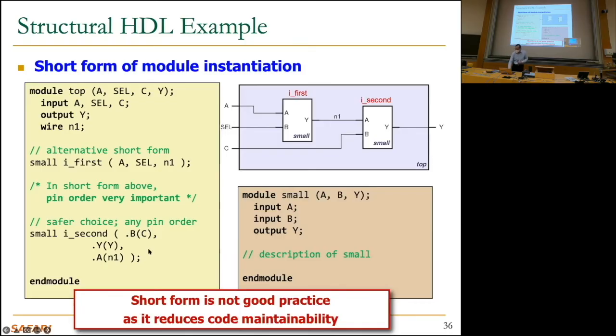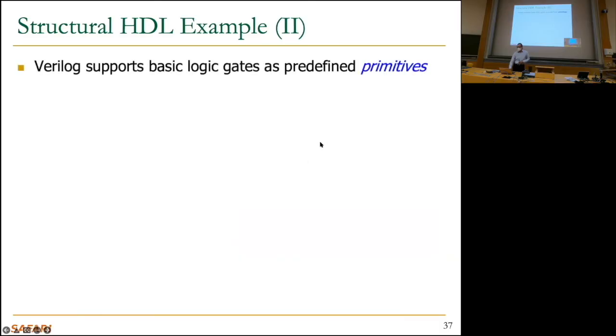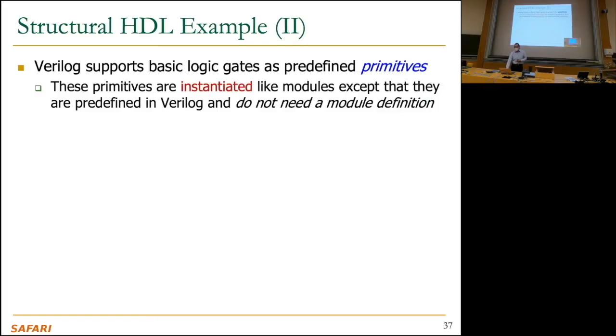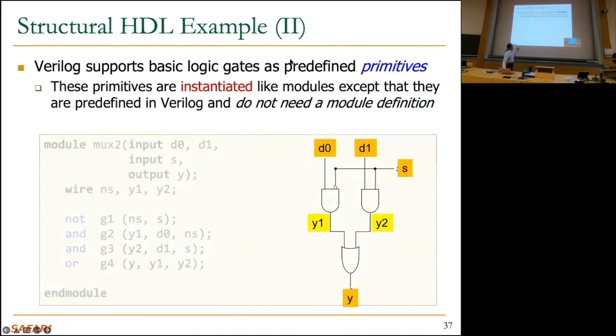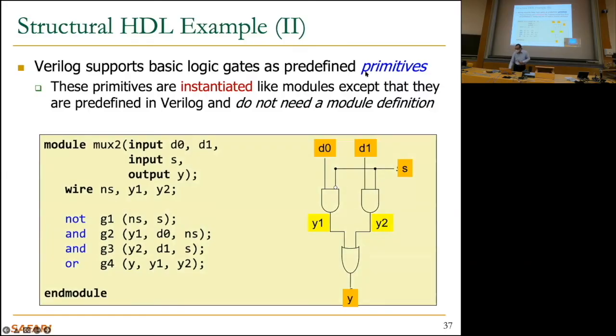Okay, the second example here, another example of structural HDL, is that Verilog supports basic logic gates. These are called primitives, predefined primitives. You don't need to define them, basically. And these primitives are instantiated like modules, except you don't need a module definition. For example, this is a mux, multiplexer. We've seen this multiple times so far. And it's a 2-to-1 mux.